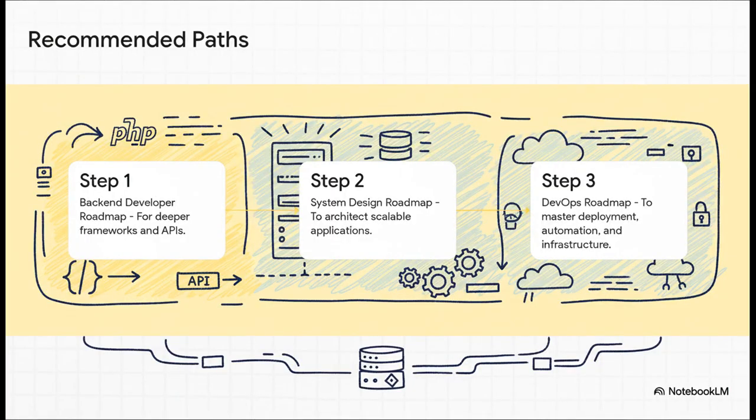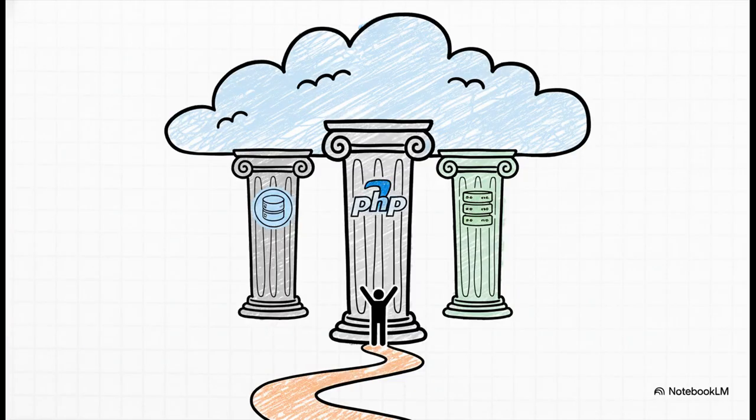Well, we see three main paths opening up for you. You could go even deeper into backend development, exploring powerful frameworks and building complex APIs. Or if you want the bigger picture, our system design roadmap will teach you how to architect large-scale applications. Or you could master the whole pipeline from code to deployment with our DevOps roadmap. The choice is yours. Seriously, take a moment and let that sink in.